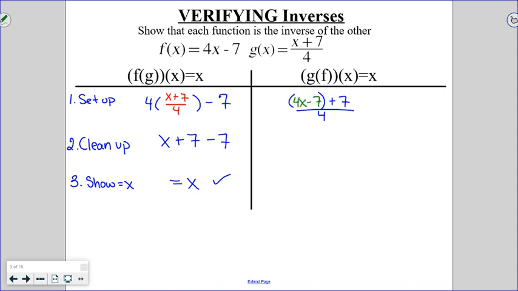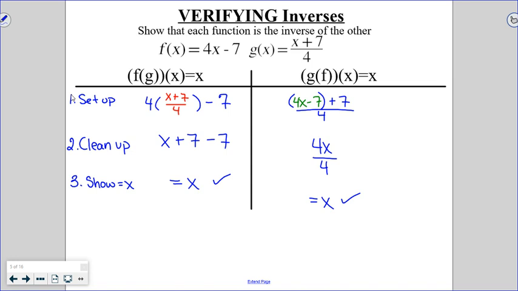4x minus 7. Well, part of the cleanup process is you have to understand algebraically what order to do things in. In this one, actually, what's the first thing that I should do? Does anyone know? Yeah, the negative 7 plus 7. That's actually what I would do first. Negative 7 plus 7 is gone, leaving me with 4x over 4. And then my 4's cancel, leaving me with just a plain x. Done.